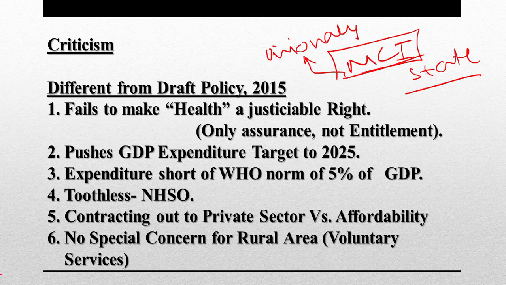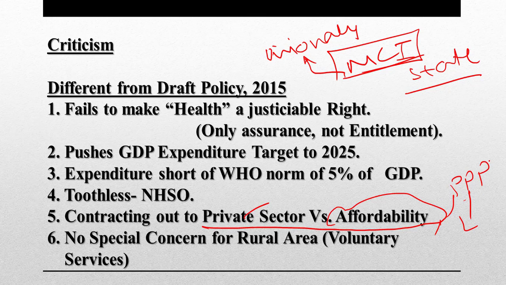Now, fifth point is contracting out to private sector versus affordability. So this is again a contentious, controversial point, that on one hand we are contracting out to a sector which is profit oriented under PPP mode. So the private sector is profit oriented, the public wants good services, and let us say this P is for government, which also wants better delivery of services at a lower cost to citizens.